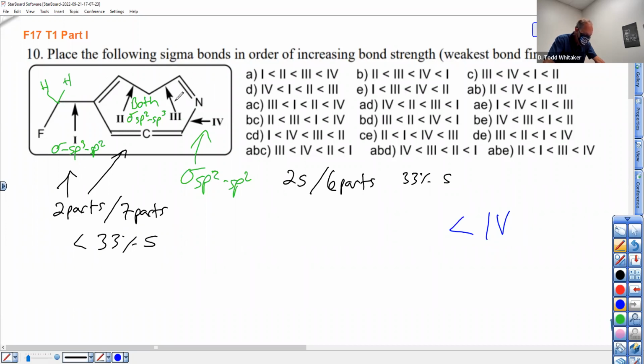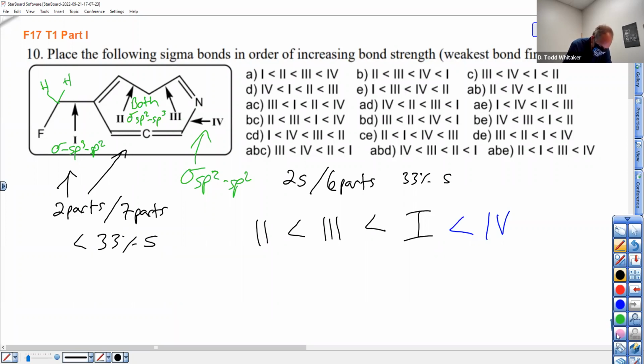So they both have an electronegative atom helping out. 1 and 3. Forget about 4. We're done with 4. 1 and 3. But the more electronegative F is going to be better. So that'll be here. And the less electronegative N is contributing towards 3. And there's no electronegative atoms really close at all to 2. So that's our answer, and I think I found it as BC.